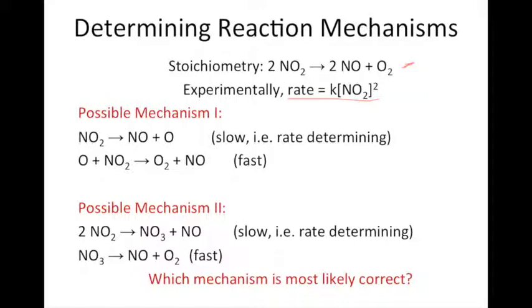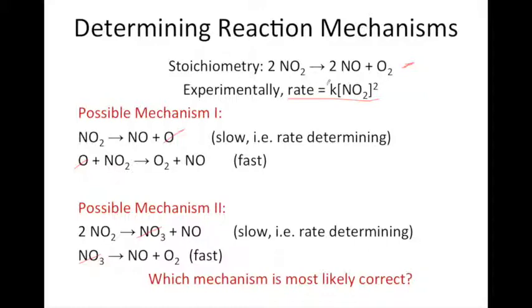Okay, so first, let's see if both of these add up to give us our overall equation. Here I have an intermediate, my atomic oxygen cancels, and if I add these up, I get 2 NO2 yields 2 NO plus O2. That gives me my overall equation, so that's possibly correct. Mechanism 2, do we have any intermediates? Yes, nitrogen trioxide, so we can cancel that. And we get 2 NO2 yields 2 NO plus O2. So both of these fulfill our first requirement. They add up to give us our overall equation.